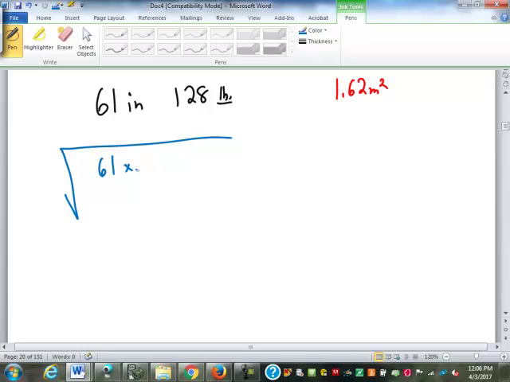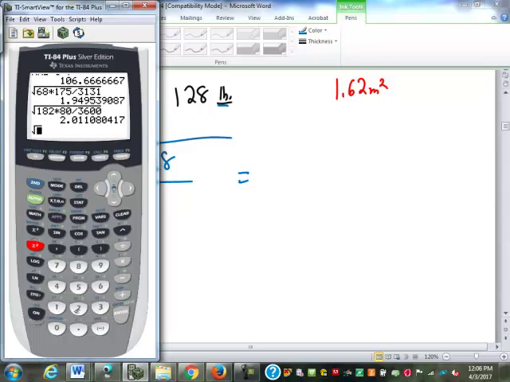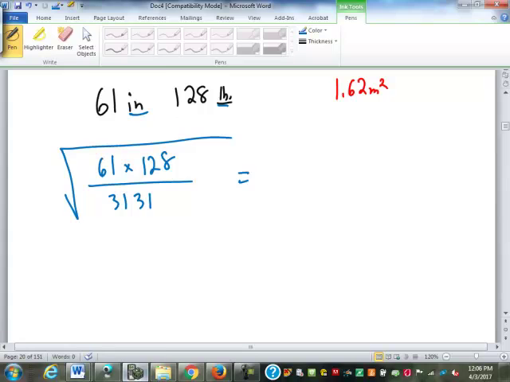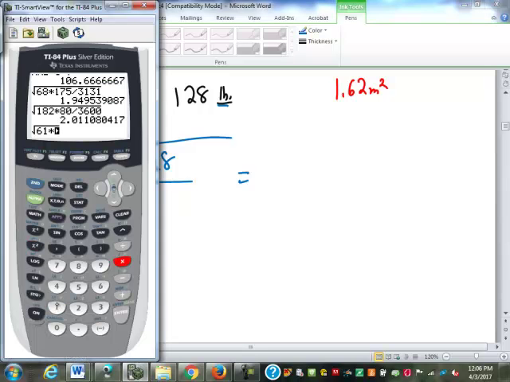So we have 61 inches times 128 pounds. What number goes on the bottom of this formula? 3131 or 3600? Because we're in standard measurement, inches and pounds, we have to use the 3131. So we'll find that second square root. 61 times 128. Notice I don't have to use any parentheses or anything inside my square root because the order of operations will do this correctly. Just height times weight divided by the 3131.